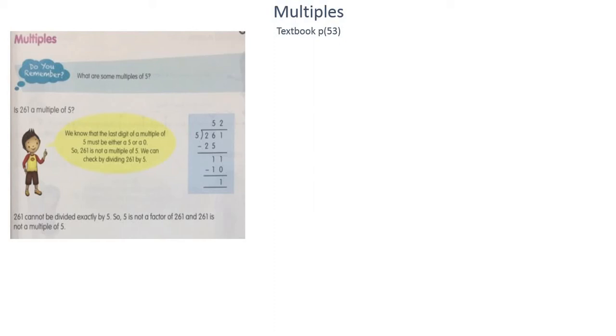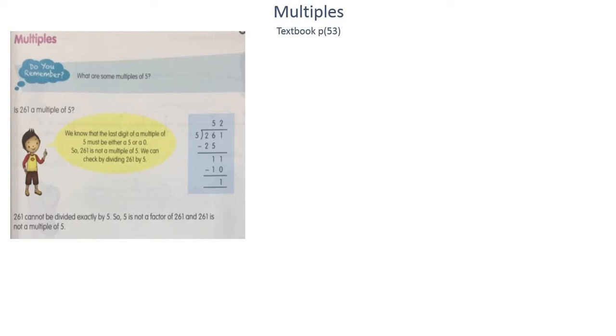So the first one, 1 times 5, it's 5. So the answer, the ones is 5. 2 times 5, it's 10. 3 times 5, it's 15. 4 times 5, it's 20. So all the answers contain in their ones place either 0 or 5. So all the multiples of 5 must be either 5 or 0 in their last digit. So if the ones place is 0 or 5, this number is going to be a multiple of 5.